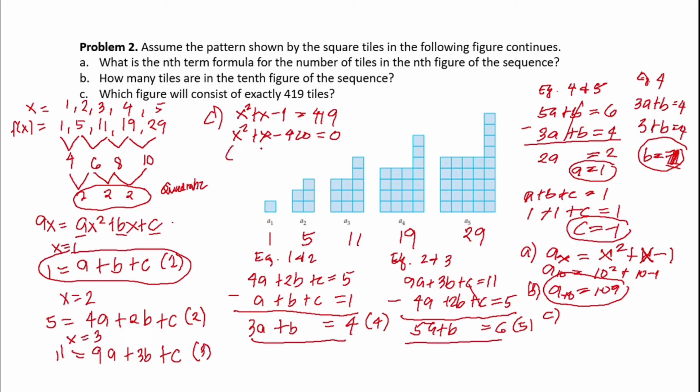So factor, so x is equal to x plus 21 and x minus 20. So therefore x plus 21 is equal to 0, x is equal to negative 21. This is negative. And x is equal to 20. So we will just not use that one, and make use of 20.